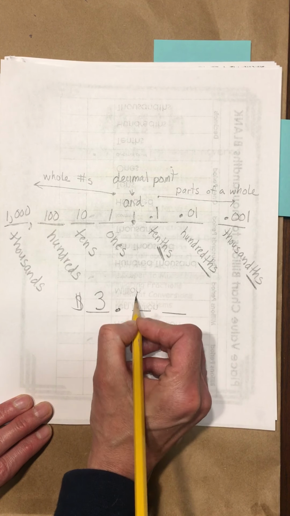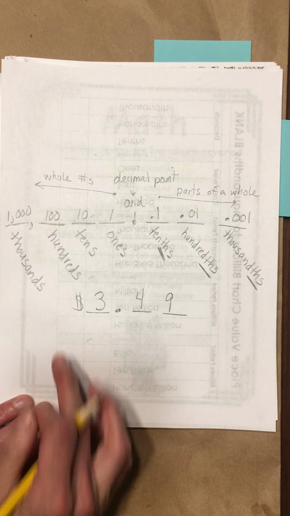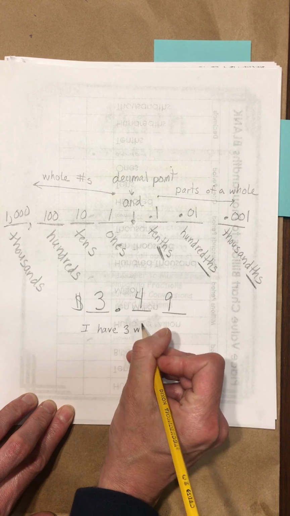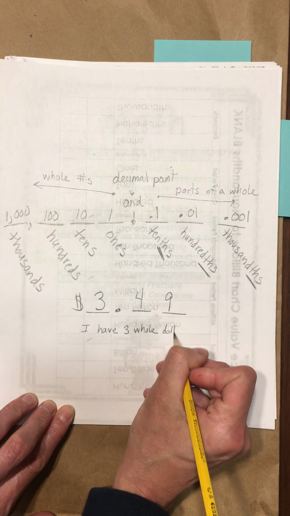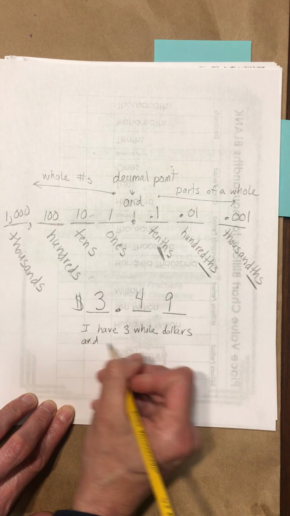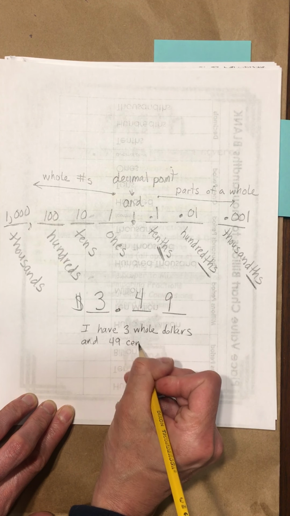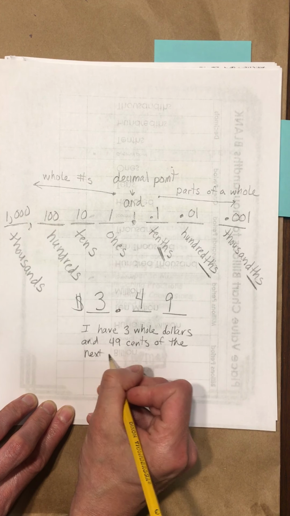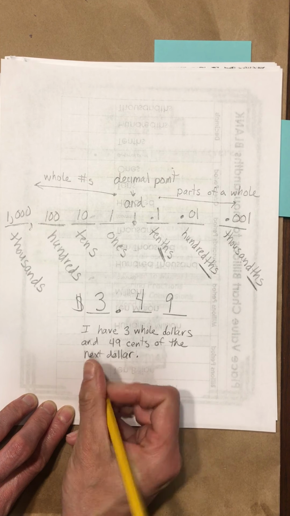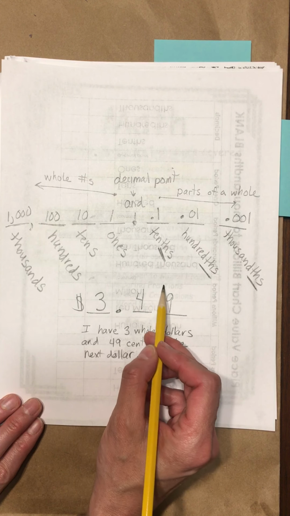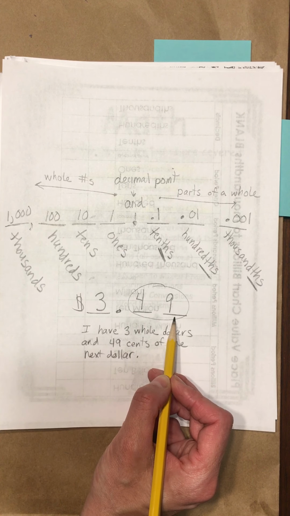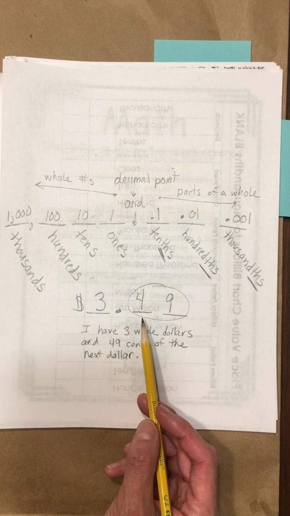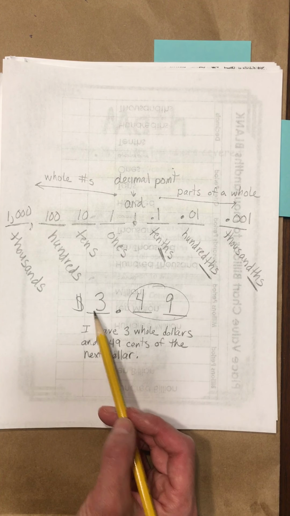If I have $3.49 and I had to explain this, you would say, I have 3 whole dollars and 49 cents of the next dollar. So this supports that these are parts of a whole. If you counted out 49 pennies, you would only have part of my next dollar. I only have 49 cents of the 4th possible dollar I could have.